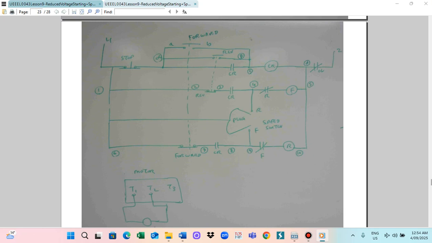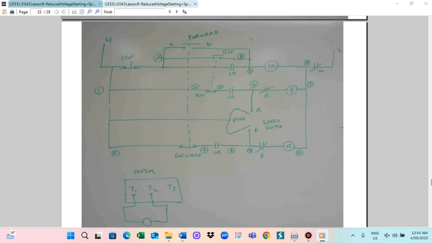And to stop immediately when running in reverse, you have to press the stop and the reverse plug switch together at the same time. So the F will be energized and try to run the motor in the opposite direction, then the motor will stop immediately. So this is how we run the motor with forward, reverse, and the plug-in operation.